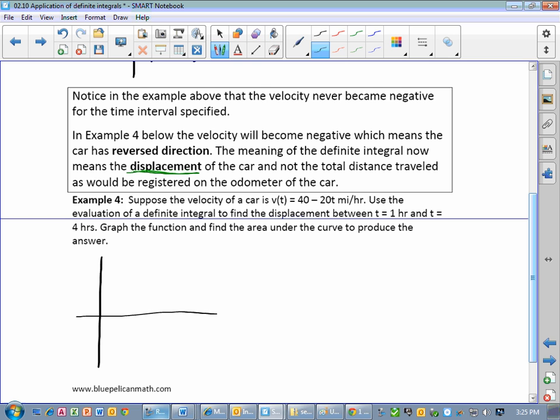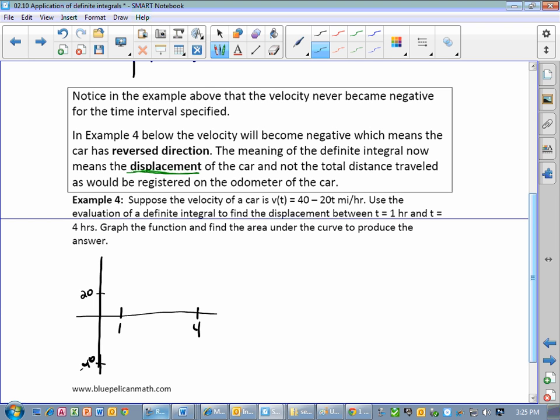Now this time, what are our t values that we're looking at? 1 and 4. Do we need to plug in a million different numbers? Which numbers do we want to plug in? 1 and 4. So we plug in 1, what do we get? So we get 20. And we plug in 4, what do we get? Negative something, yeah. Negative 40. So I'm going to come up on my y-axis to 20, and then down here I'm going to go all the way down to negative 40.